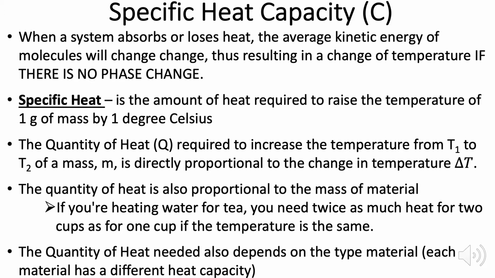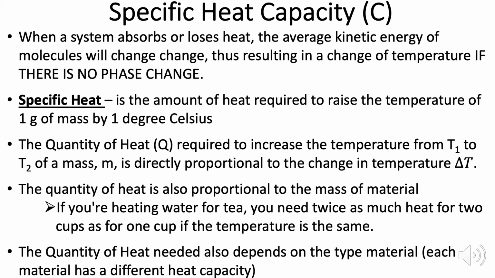Specific heat is specifically the amount of heat required to raise the temperature of 1 gram of mass by 1 degree Celsius. So how much heat is required to increase the temperature of 1 gram by 1 degree Celsius? The quantity of heat required to increase the temperature from T1 to T2 of mass M is directly proportional to the change in temperature.